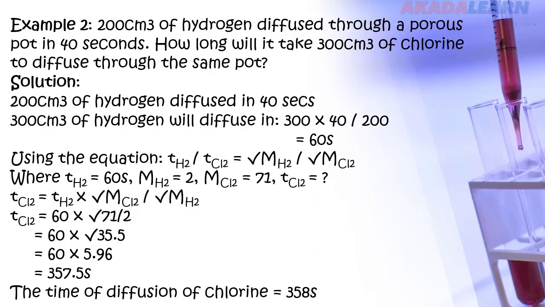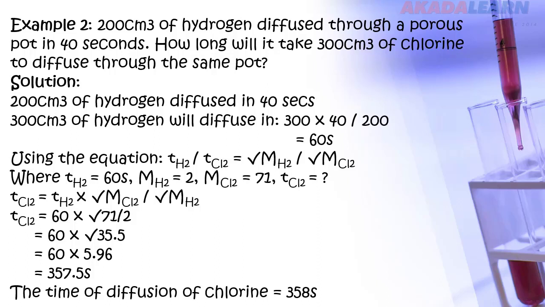200 cm cubed of hydrogen diffused in 40 seconds. 300 cm cubed of hydrogen will diffuse in 300 times 40 divided by 200, that will be 60 seconds. So using the equation, T_H2 divided by T_Cl2 is equal to the mass of hydrogen divided by the mass of chlorine.